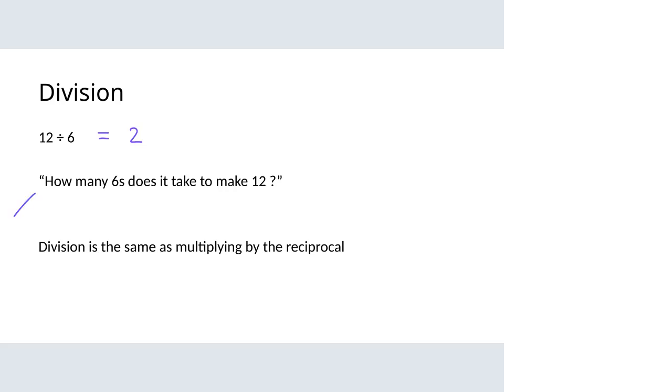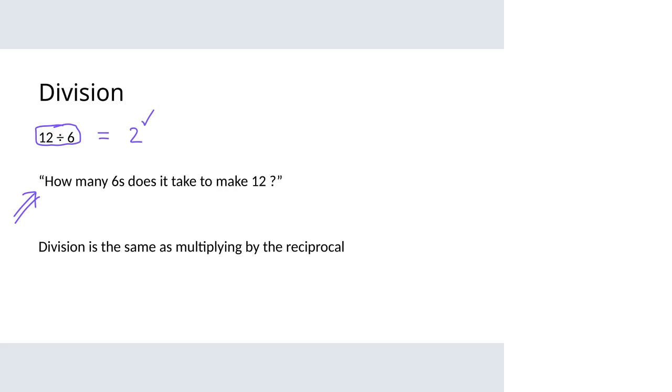What we are really being asked there is, how many 6s does it take to make 12? Well, right. How many of these does it take to make this? How many 6s does it take to make 12? And our answer, of course, is 2. I want you to keep that in mind as we look at some other division problems going forward. What this question said was, how many 6s does it take to make 12? Hold on to that idea.